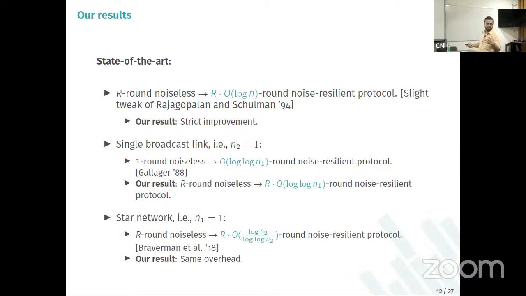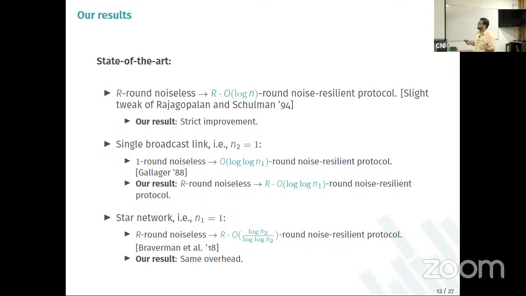This is the other extreme, when n1 equals 1. If n1 is 1, then every broadcast link has only two parties, P0 and the other party that belongs exclusively to that link. So it becomes a star network. For the star network, there is a scheme by Braverman et al., which has an overhead of order log n2 by log log n2, and this is exactly the overhead that our scheme obtains. This overhead is known to be tight, so our scheme is actually optimal at this point.